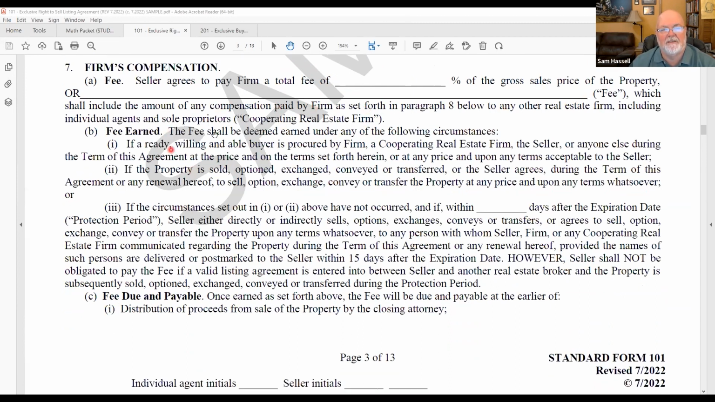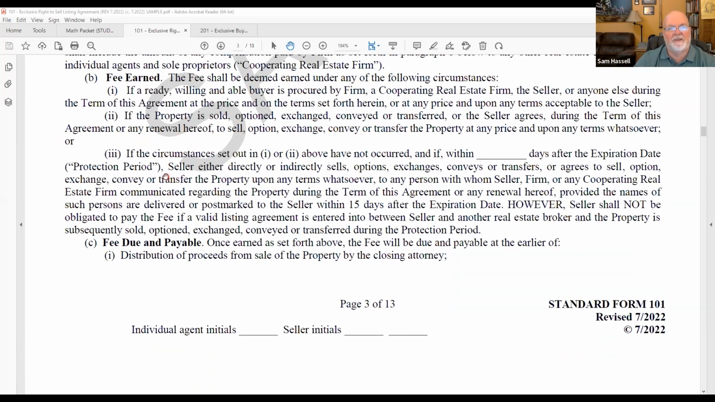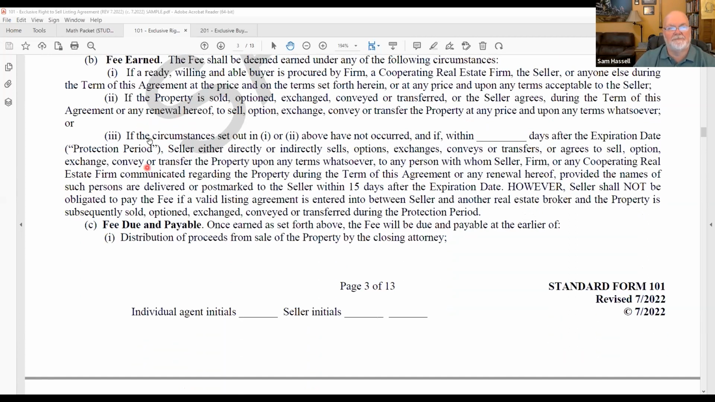All right. The fee is earned if we produce a ready, willing, and able buyer that's procured by the firm, real estate firm, or anyone else during the term. If the property is sold, optioned, exchanged, conveyed, or transferred, or the seller agrees during this term of agreement to sell, option, exchange, convey the property at any price upon any terms whatsoever. All right, we got all of that. Now, this protection period, we have to understand this.